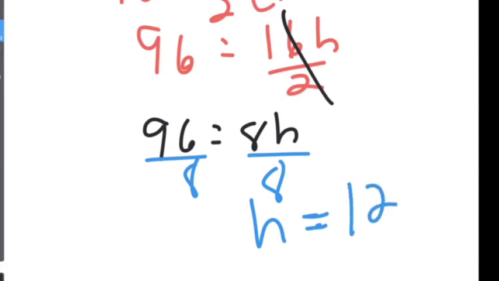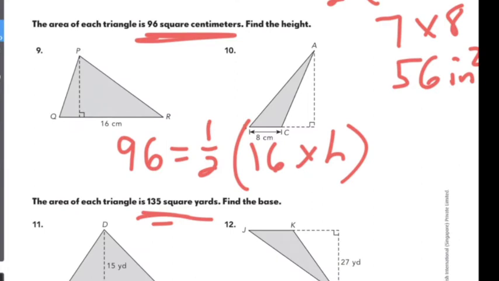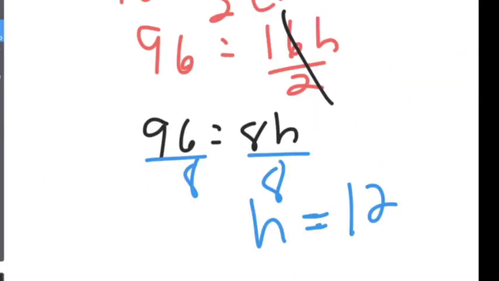Now the height is going to be 12 centimeters. Make sure you label centimeters. It's not centimeters squared, and the reason why it's not centimeters squared is because it is not the area. Okay, all right, so let's move on.